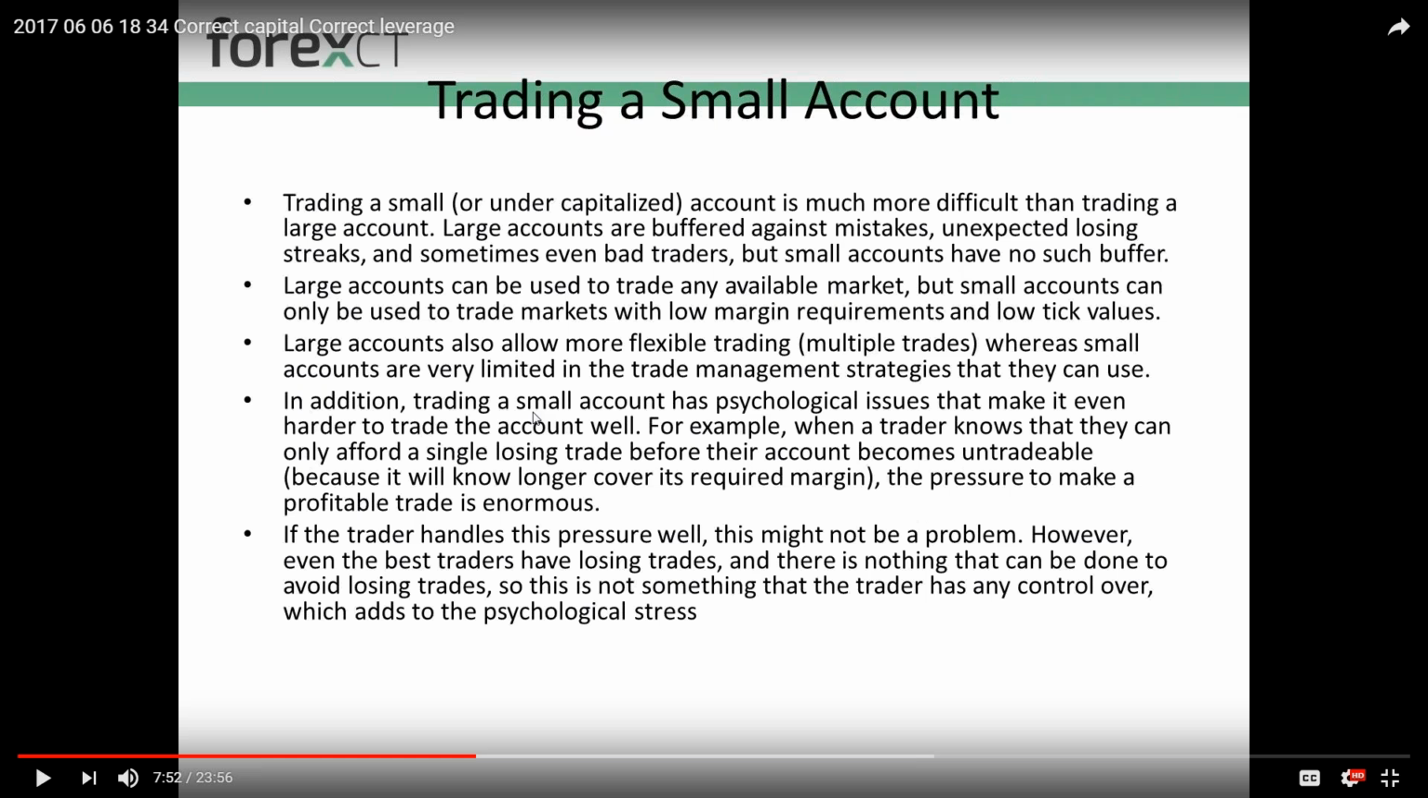Large accounts, as we saw earlier, offer more flexibility, whereas small accounts are very limited in the trade management strategies that they can use. In addition, trading a small account has psychological issues that make it even harder to trade the account well. So, for example, as we saw earlier, when a trader knows that they can only afford a single losing trade before their account becomes untradeable, because it will no longer cover their required margin, the pressure to make profitable trades is enormous.